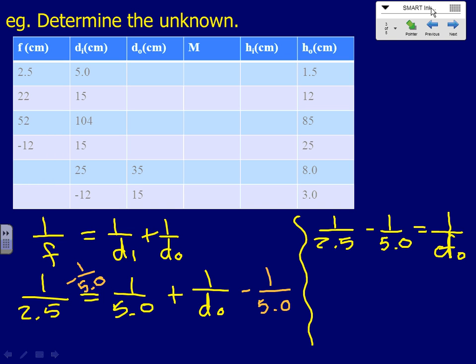Okay. So how do we solve for 1 over do? Well, there's many different ways we can solve this. And like I said, the mathematicians in the room and in the building would be saying, we need to find a common factor for 2.5 and 5, and then we need to add those up, and then we need to take the reciprocal, blah, blah, blah. There is an easy way to do this.